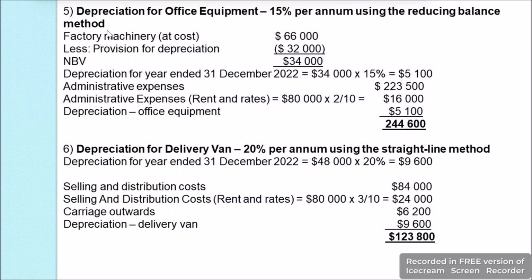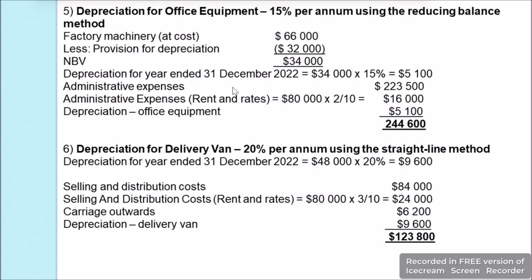For total administrative expenses, we will start with the depreciation for office equipment, which was given as 15% per annum using the reducing balance method. For the reducing balance method, first we'll find the net book value. For this, we'll start with the factory machinery, which is given at cost as $66,000. From there, we subtract the provision for depreciation, which was given as $32,000. We'll get the net book value as $34,000. And to this, we'll apply the rate of depreciation of 15%. So we'll get the depreciation for factory machinery as $5,100.